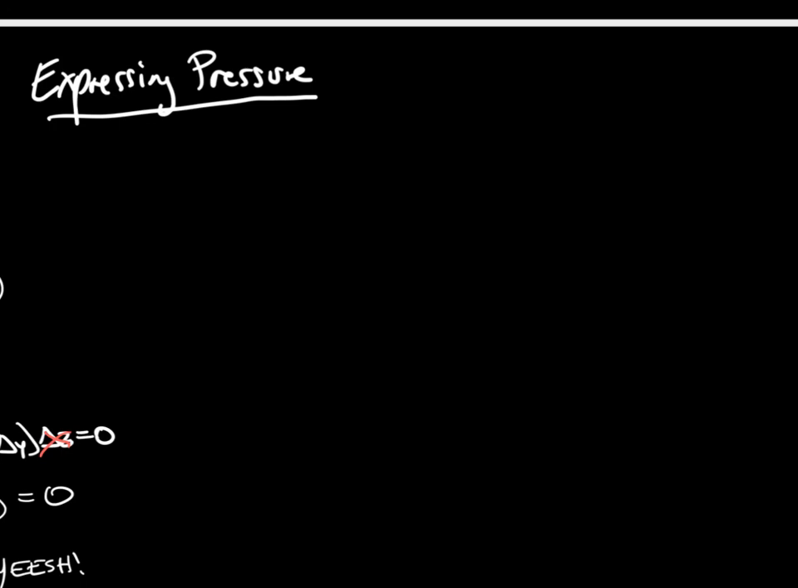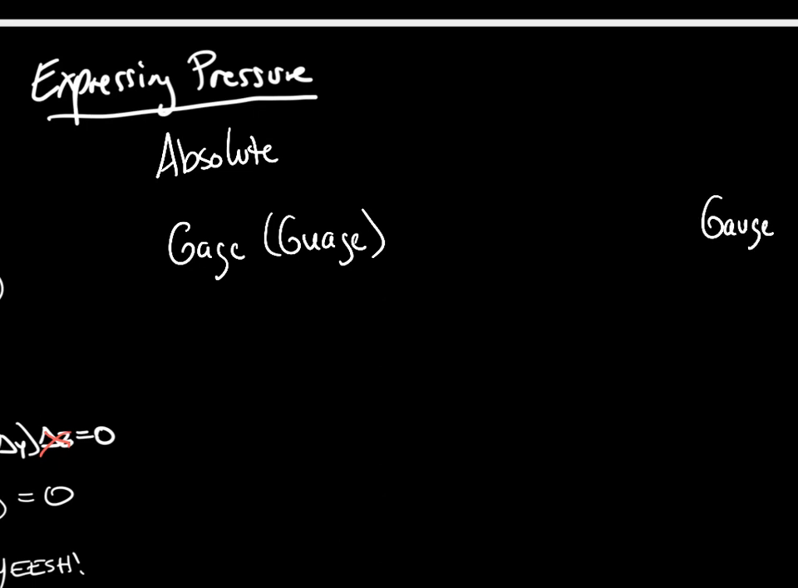Okay, and there's really two different ways to do pressure. The first one is absolute, and the other one is gauge. Or this could be spelled gauge, which is what Wiki says you spell it. I'm going to misspell this from time to time, so just ignore me when I do that.